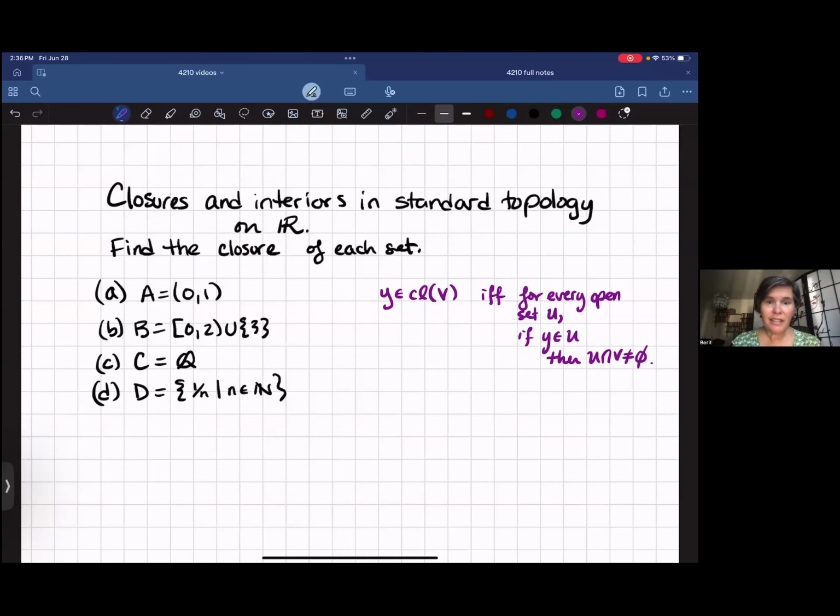This is Barrett Givens, and in this video, we're going to practice finding closures of sets in the standard topology. So I have 4 sets here, and we want to find the closure of each one. And it will help us to think about the theorem that characterizes what the closure is.